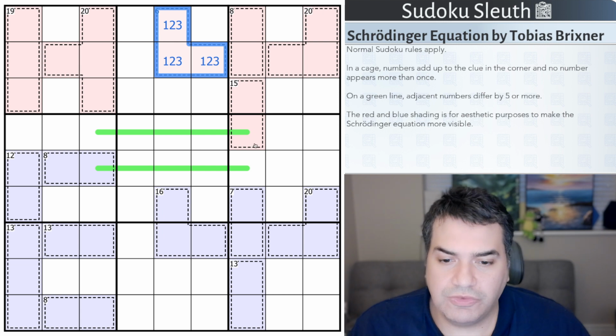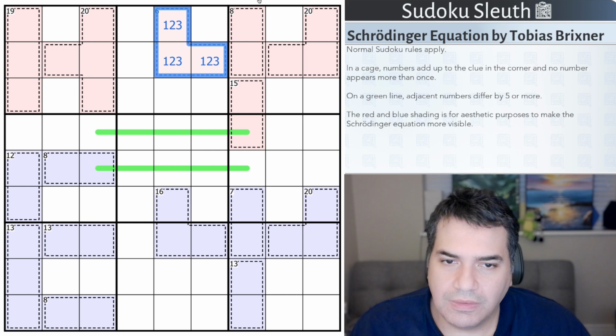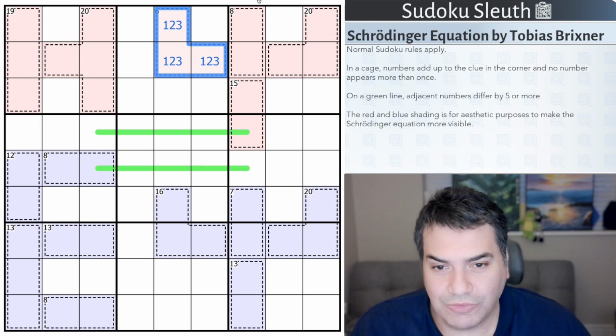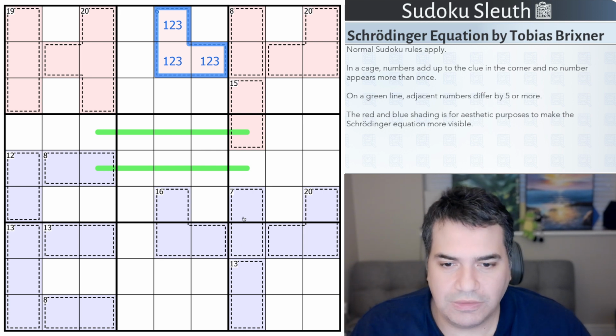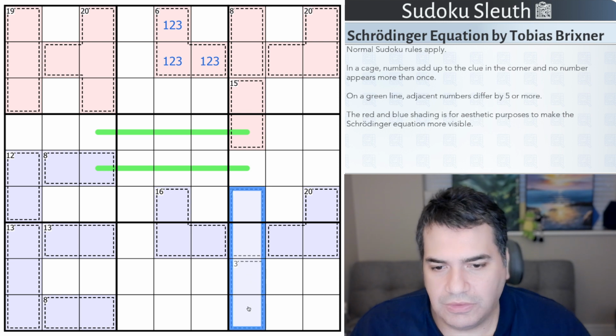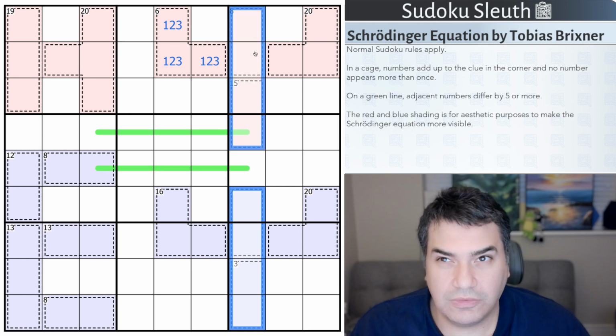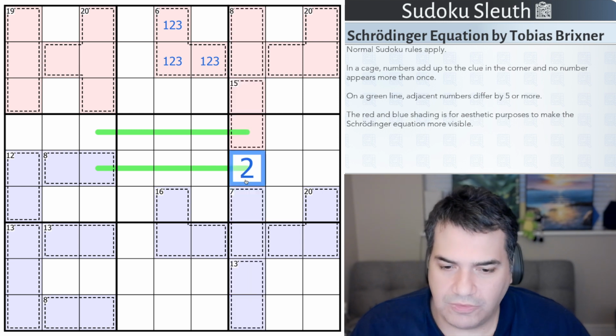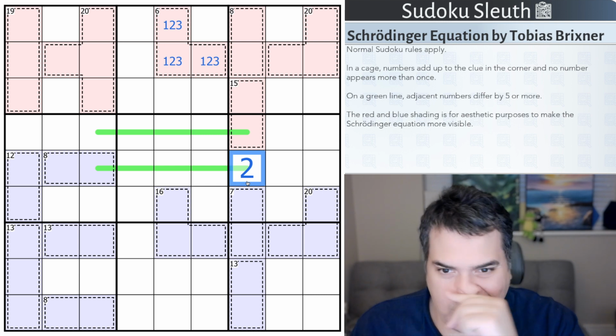We can definitely place a digit, 2 digits, maybe more. I mean, clearly we're going to place 81 digits, but we can place one almost immediately. 7, 13, that's 20. That's 20, and 15 is 35, and an 8 is 43. That's a 2.